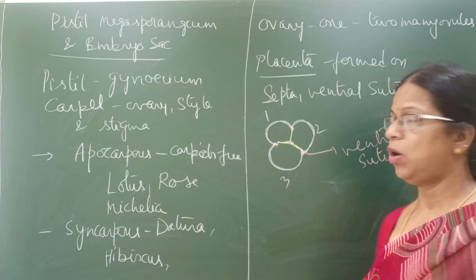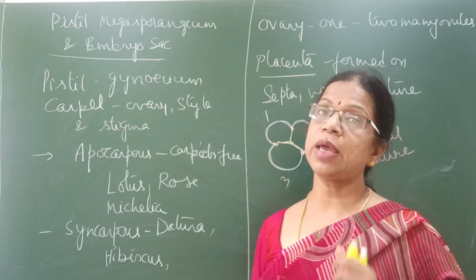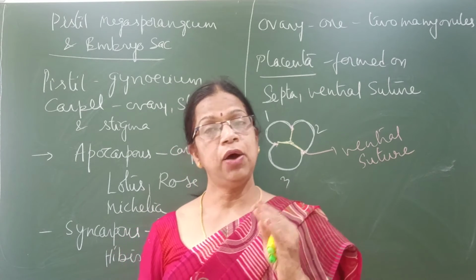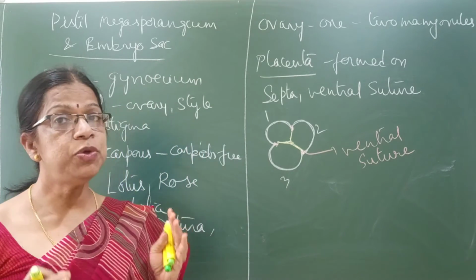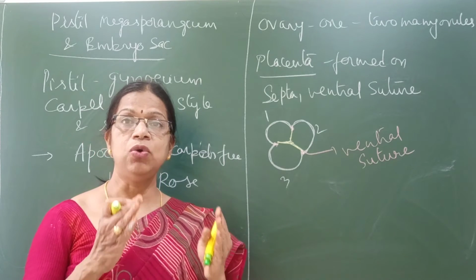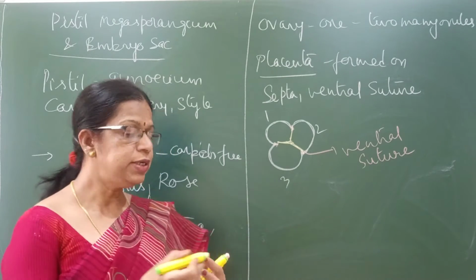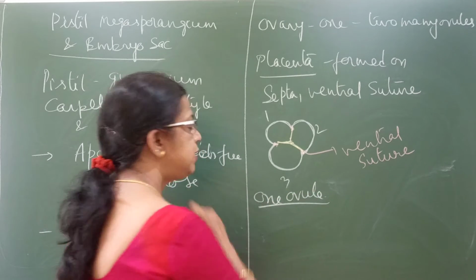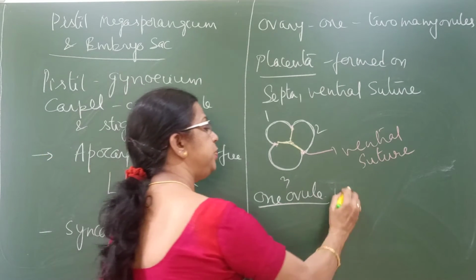Now placenta can be formed either on the ventral suture or on the septa. Accordingly you have different types of placentation like marginal placentation, axial placentation, free central, all this. You already know about the different types of placentation. So from the placenta, ovules will be formed. There can be only one ovule, for example, in the members of cereals like wheat, rice, maize.